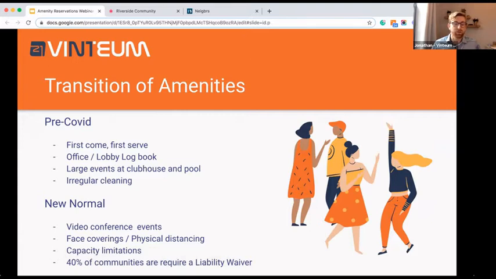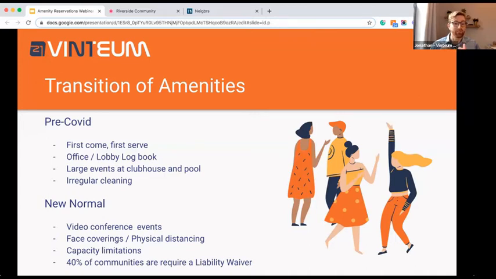So, these are some areas where, if it's a tennis court, it's first come, first serve. You don't really have to worry about any restrictions. There'd be large events at the clubhouse or pool. Cleaning was something that was visual, right? Hey, inspecting the bathrooms of the clubhouse, they look fine. We'll clean them next week or something like that.